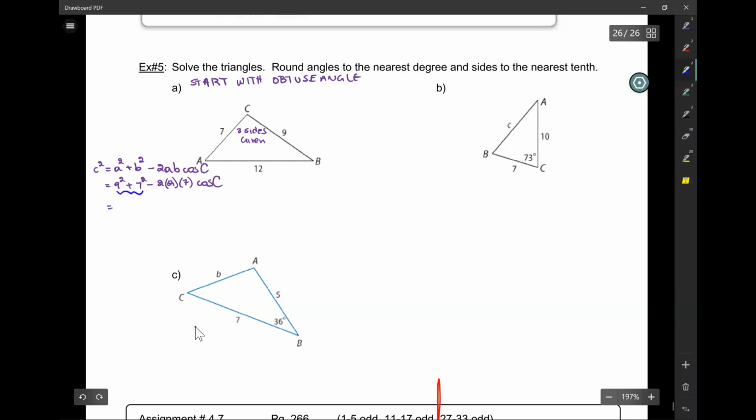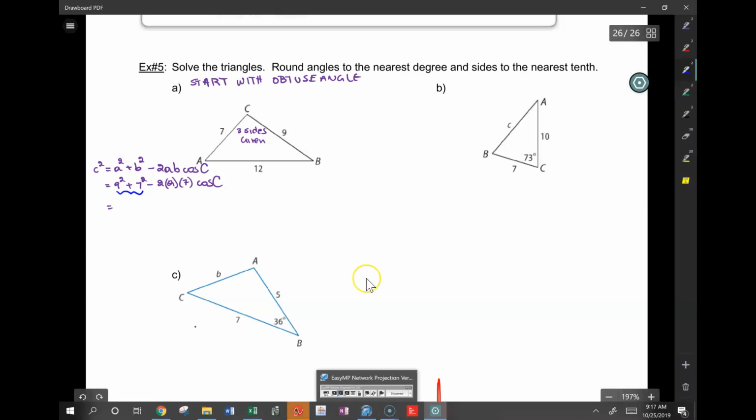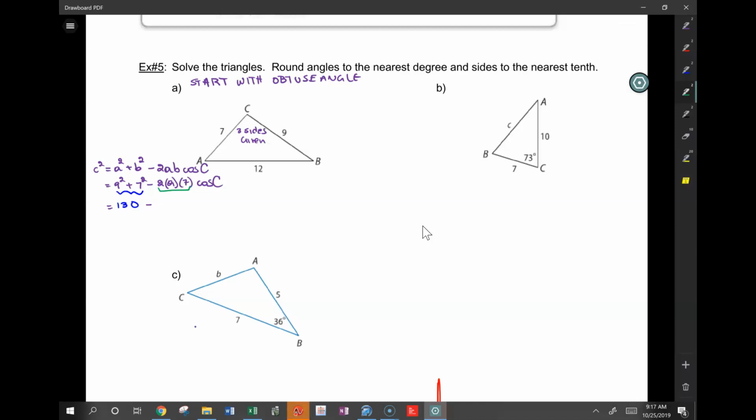First, we're just going to do 9 squared plus 7 squared. How much is that? 81 plus 49? 130. Minus, here, we're going to do 2 times 9 times 7, right? 14 times 9, how much is that? 126. Cosine of C. Oh, you know what? I never wrote c squared. So c squared is 12 squared, which is 144.